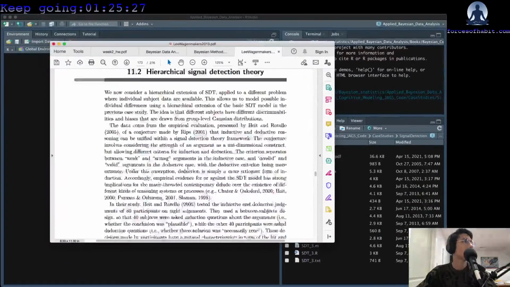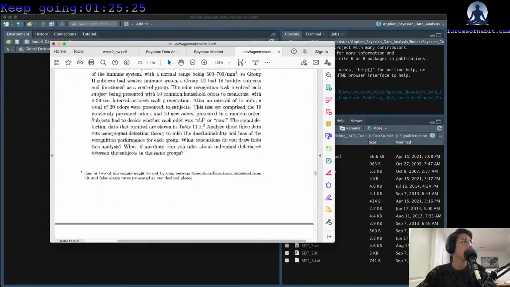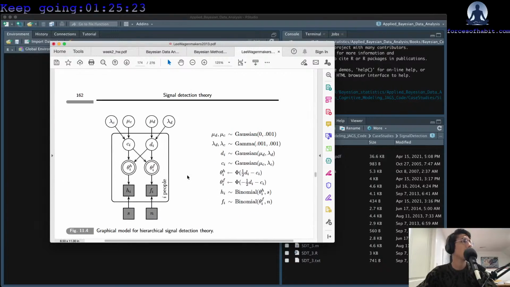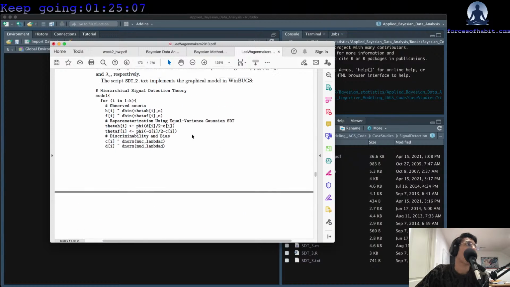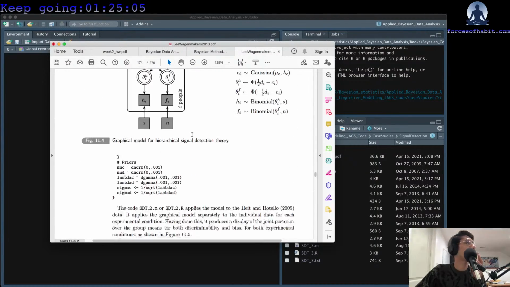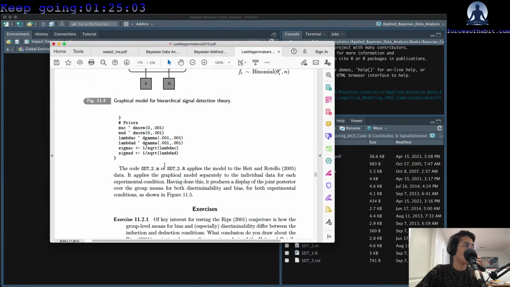So let's go back to what we saw yesterday. Basically what we're doing here is now capturing individual differences in our success, our discriminability and bias terms. Let me open the code.